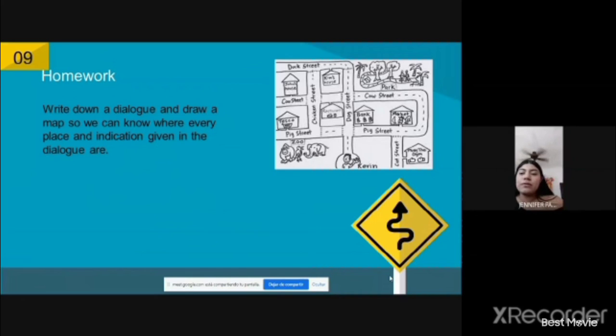Okay, so to finish the class, the session of today, I am going to leave homework. The homework is that I want you to write down a dialogue like we did earlier, but I want you to draw a map so we can know where every place and indication given in the dialogue are. Is this homework clear? Yes, it is. Okay, so in case you don't know how to do the map, in the presentation we have a little map. So you're going to do your dialogue and then give the indications with the map.